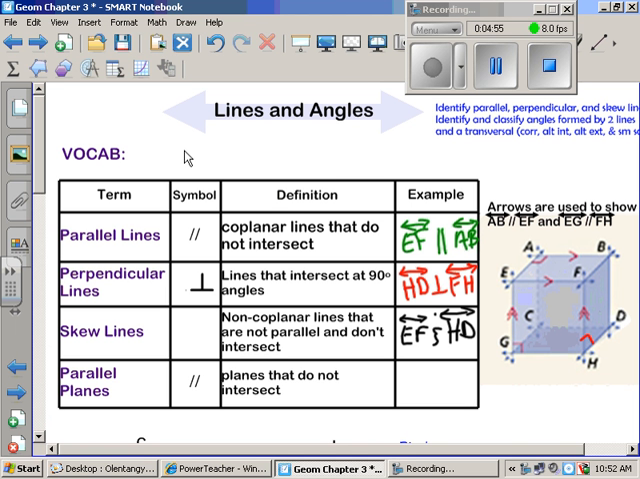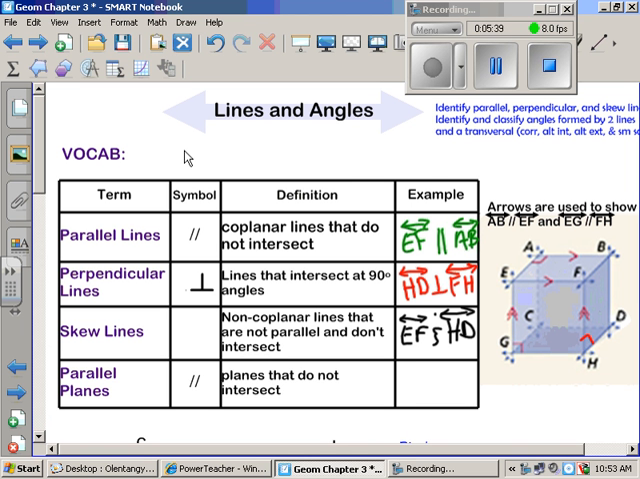EF and AB? No, those are parallel, right? Because EF's going this way and AB is going this way. When you pick skew lines, pick ones that aren't going the same direction. So EF and DH. Yeah. EF and, oh, we already got that one. Here's another one. CG and AB. Good. CG and AB. Perfect. Because they're not going in the same direction and they're not on the same plane.